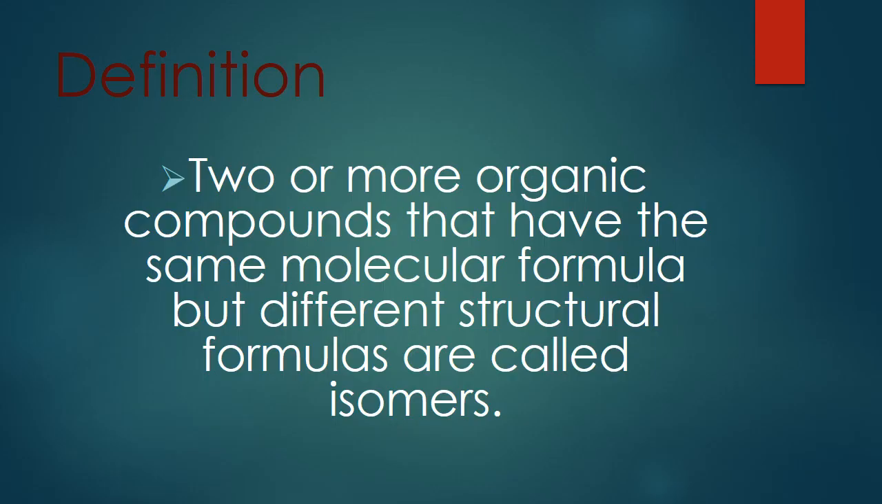First, let's start by defining the term isomers. Two or more organic compounds are said to be isomers if they have the same molecular formula but different structural formulas. Same molecular formula means that they have the same number of carbon and hydrogen atoms in the case of hydrocarbons. Different structural formulas means that we can represent the given molecule in different forms.